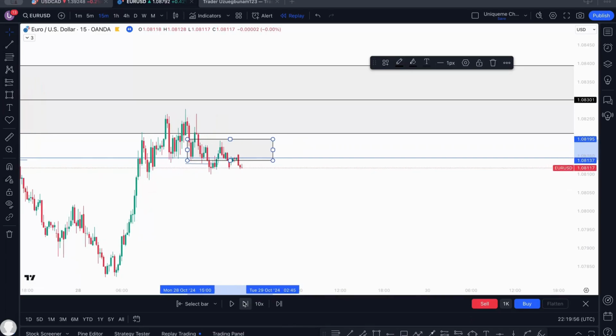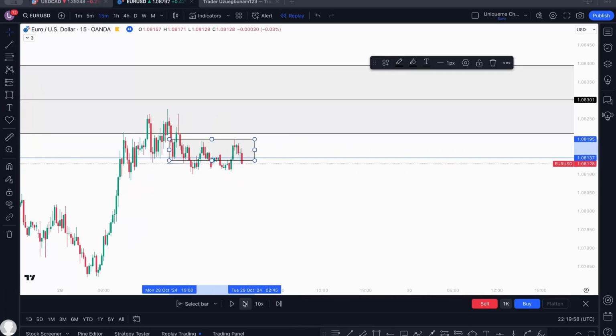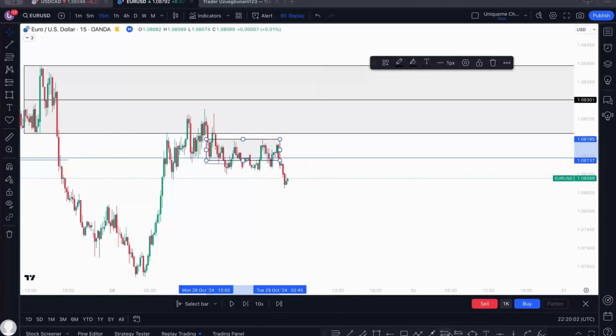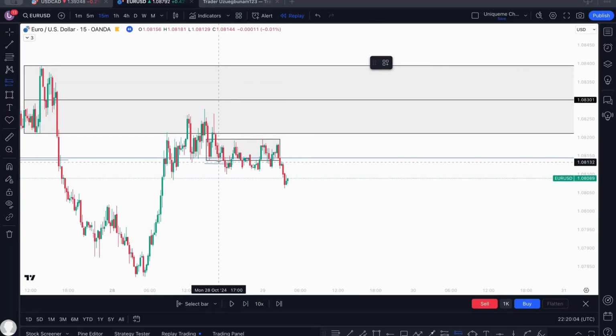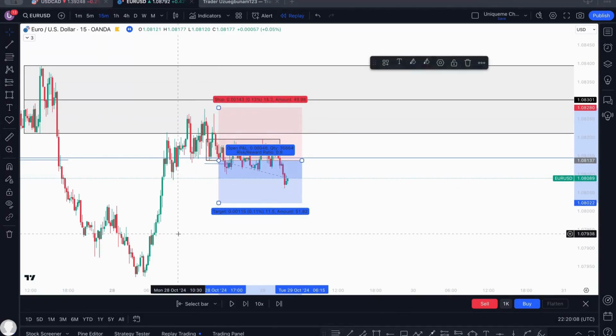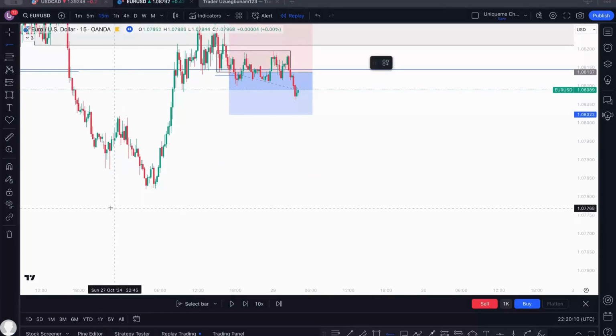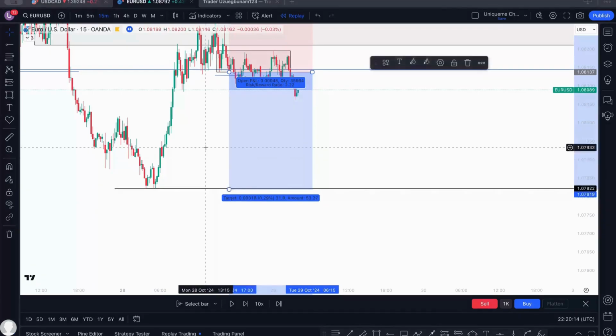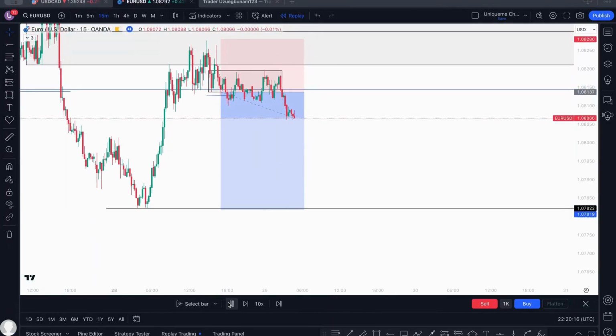Now you have two ways of using this strategy, right? Which can be on your own safe side. You can enter the mitigation block, put your stop loss at this high, and target this low as your take profit. Target that low as your take profit.